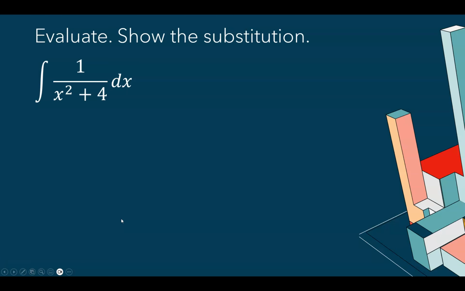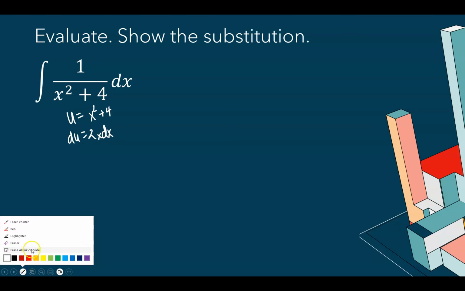Ooh, now we get into more and more stuff. 1 over x squared plus 4 doesn't really feel like something you know. And then you're like, what the heck is going on? It's not something I've memorized. It doesn't really look like anything we have. U can't be x squared or x squared plus 4, because that would give us a 2x dx, which we can create a 2, but we can't create the x. So what do you do?